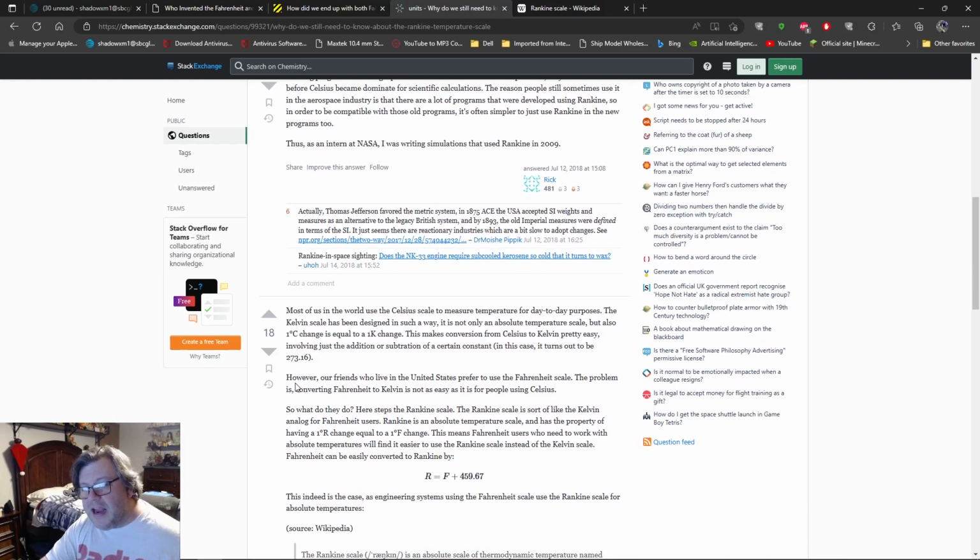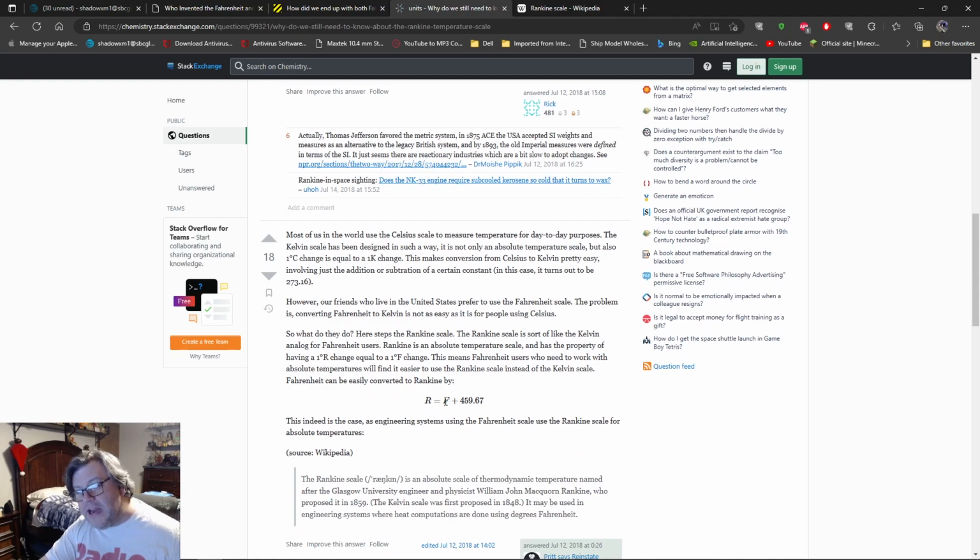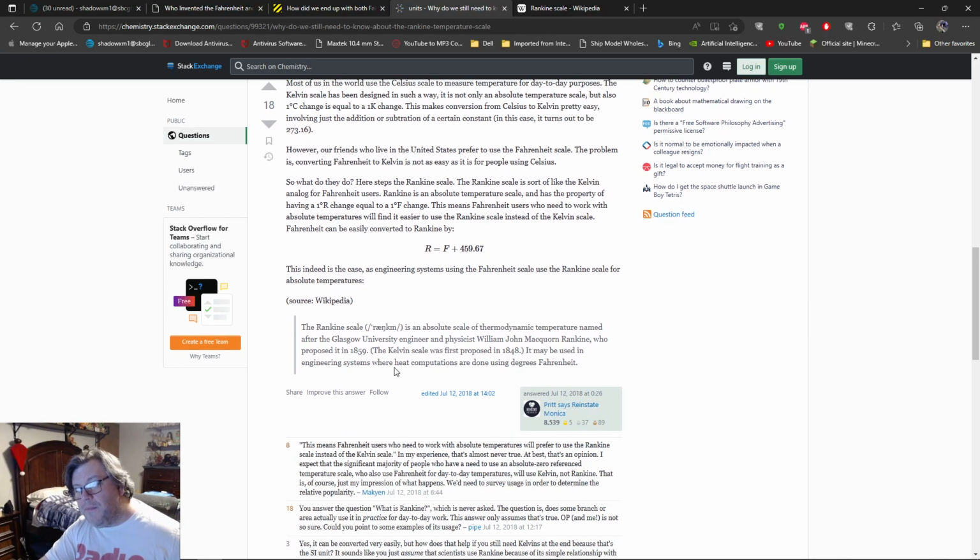But yeah, so what do they do? Here's the Rankine scale. The Rankine scale is sort of like the Kelvin analog for Fahrenheit users. Rankine is an absolute temperature scale and has the property of having a 1 degree R change equal to a 1 degree F change. This means Fahrenheit users who need to work with absolute temperatures will find it easier to use the Rankine scale instead of the Kelvin scale. Fahrenheit can be easily converted to Rankine by using the following: R equals F plus 459.67. All right, there you go.